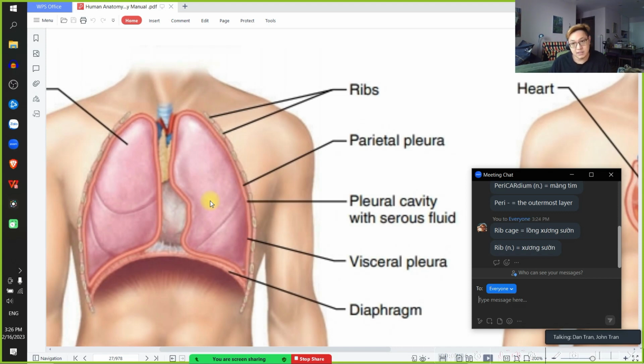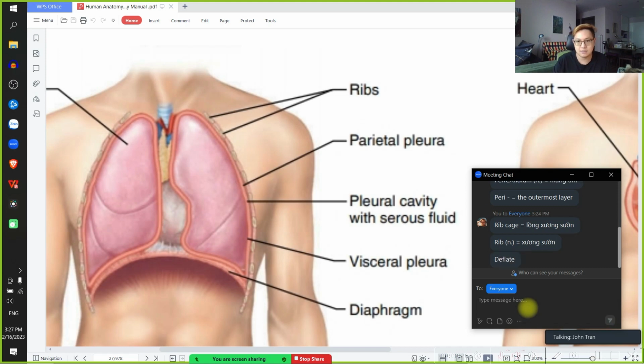So in case the lung gets punched, or if there's a puncture, or if there's damage done to the lung and the air escapes to the pleural cavity, the lung itself will basically deflate like a balloon. They will deflate just like a balloon.